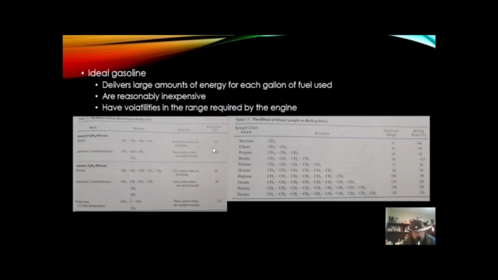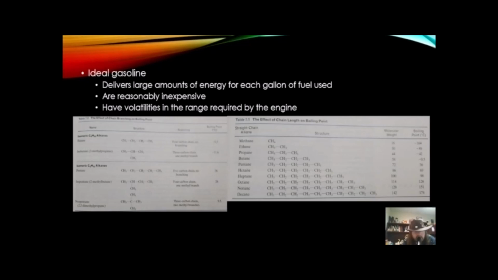Now, as you make isomers with linear versus branched chains, the branched chains almost always boil at a lower boiling point because of how they fit together. So butane boils at negative 0.5, but isobutane boils at negative 11.6. Pentane boils at 36. Isopentane would be 28, and neopentane would be 9.5.